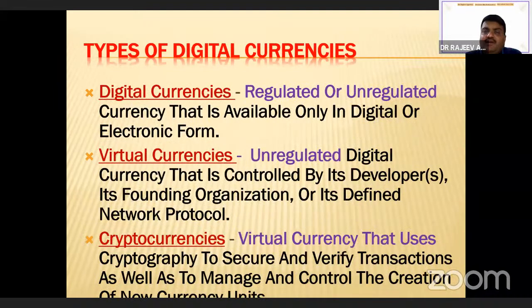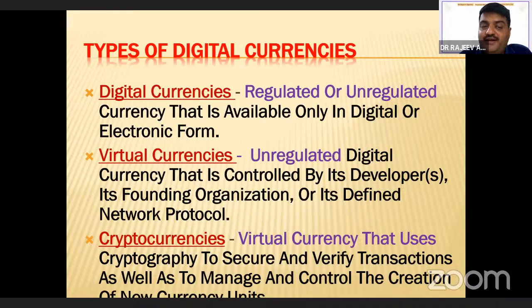Now, what are the types of currencies? First is digital currency. There are two types of digital currencies: regulated or unregulated. What do you mean by regulated? Regulated means controlled by the government. Unregulated means someone else, a private party, controls it. Now, what is virtual currency? Virtual currency is a form of digital currency, but it is an unregulated digital currency. So you got it right.